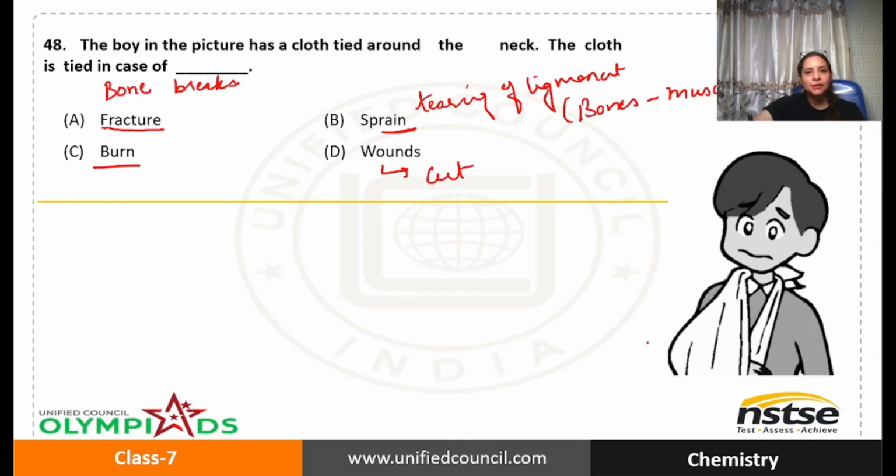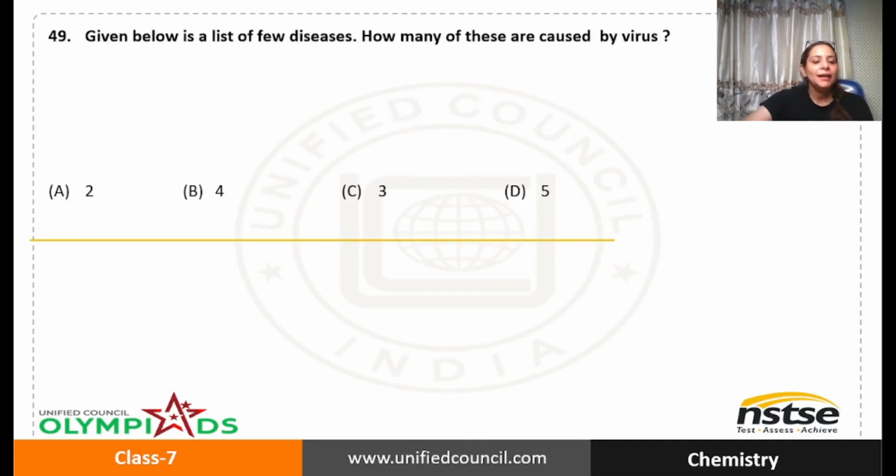So here the person is tying a cloth around the neck. The boy shown in the picture is basically trying to hold his hand at the proper position, because this person may have encountered a bone injury. So that means it is option A. Okay, it can be partial displacement or complete breakage of the bone. So that depends. Okay, next question.